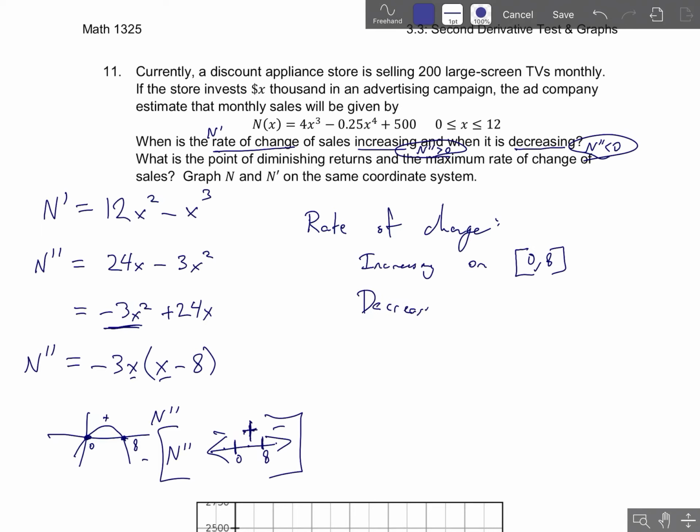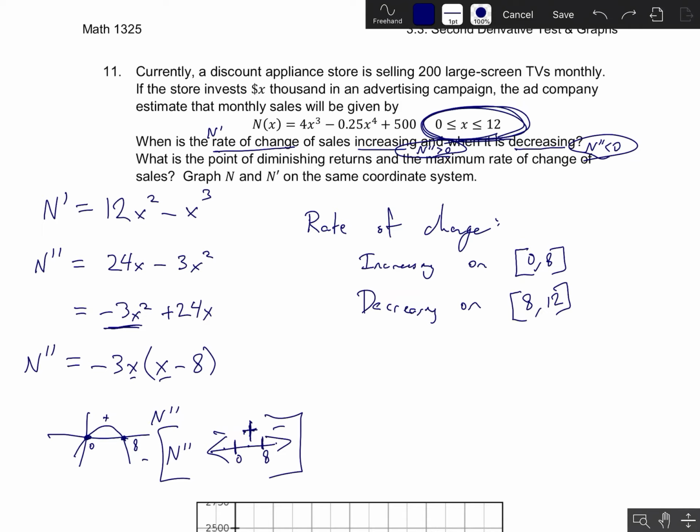The rate of change in sales is decreasing whenever n double prime is negative. And that's whenever x is between 8 and 12. So notice that again we have a restricted domain. Our domain is only with x values between 0 and 12. So I would say that this is decreasing on the interval from 8 to 12. And I don't care whether you include the endpoints here. So if you'd prefer to write these as open parens rather than closed, that's fine. So that answers the question of where the rate of change is increasing or decreasing.